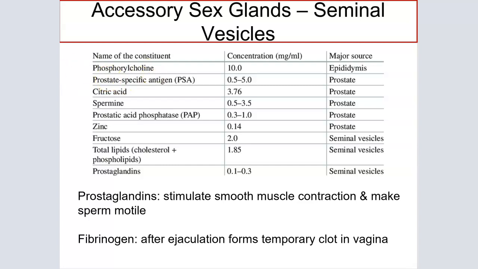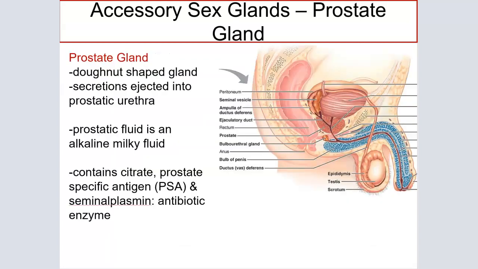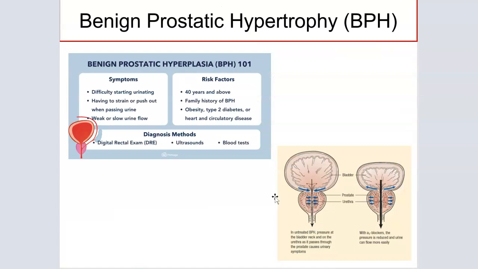And so that PSA is done to check the health of your prostate gland, and it's an early indicator of prostate cancer. So if these PSA levels start to go up, it could be a warning sign that prostate cancer is developing. And there's also seminal plasmin, which is an antibiotic enzyme. And we know that one reason why males have fewer UTIs is because of these components in their semen.